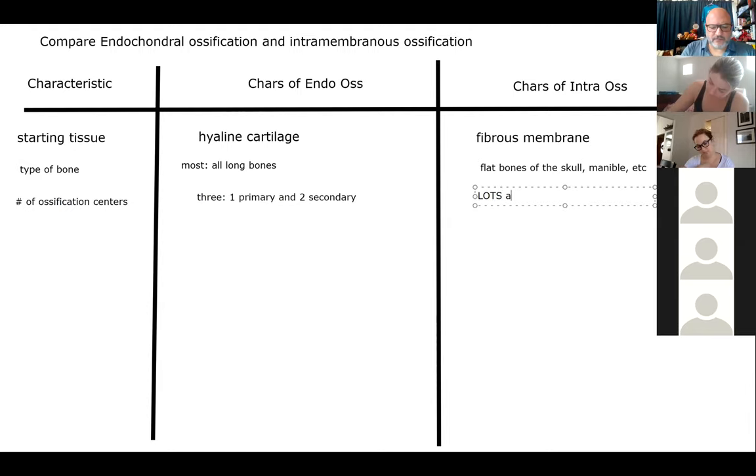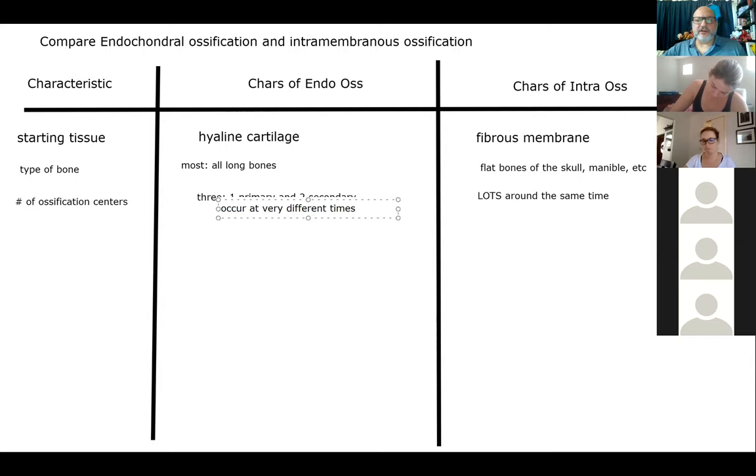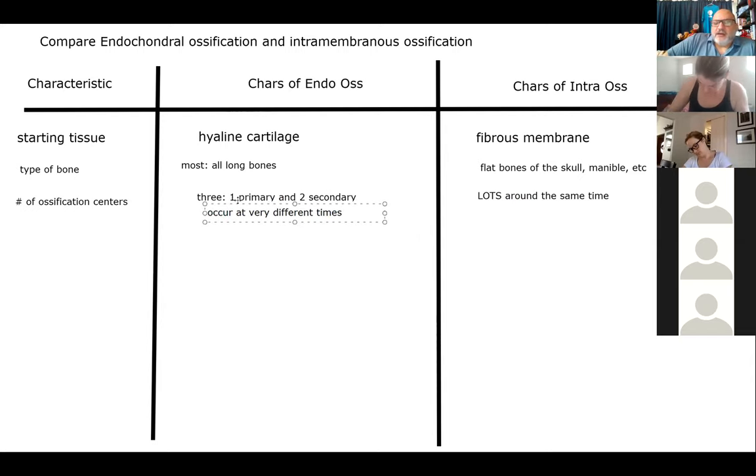Excellent. We get lots, all around at the same time, whereas obviously the primary and secondary occur at different times. With intramembranous ossification, we're talking about differences of hours or days for this process. The difference between when the primary and the secondary occur is dramatically different. We're talking about months in that case. Excellent. I like that.